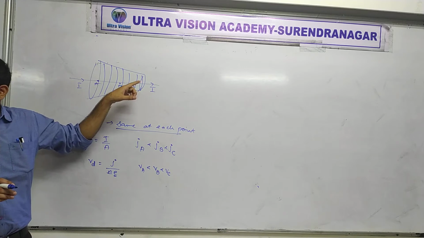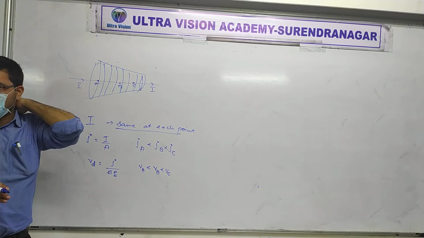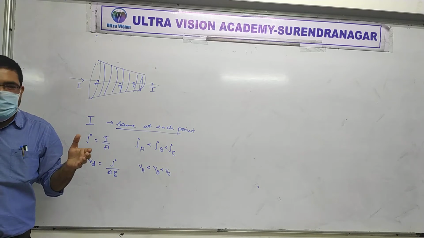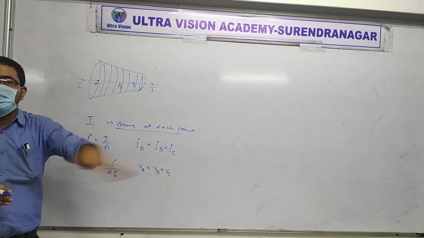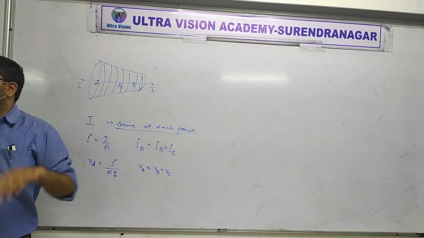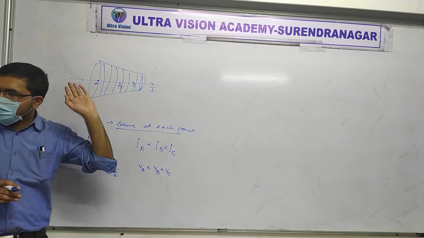Yes or no? Is that clear? So it's not like crowded spaces. It's in fact opposite. So it's pretty nice. Here if the cross section becomes less in area, then the speed of the drift will actually increase because current has to be same. Got that?